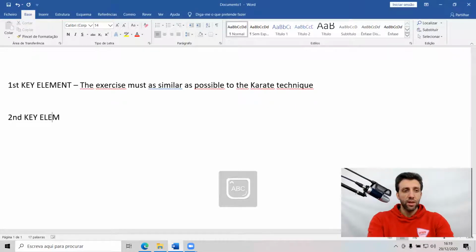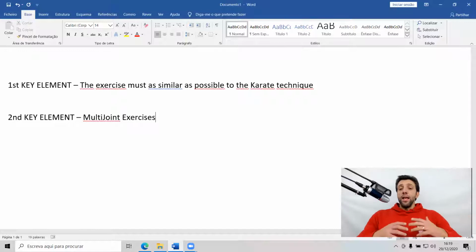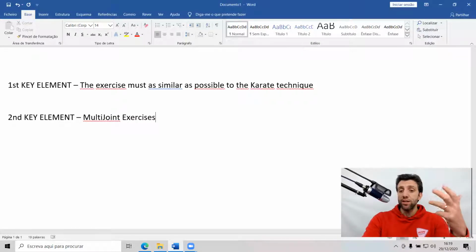Let's see now the second key element, which is multi-joint exercises. Whenever I need to integrate more generic exercises such as deadlifts, shoulder presses, bench presses, squats, and rows, these are very relevant and useful exercises to develop our Kumite and Kata skills.